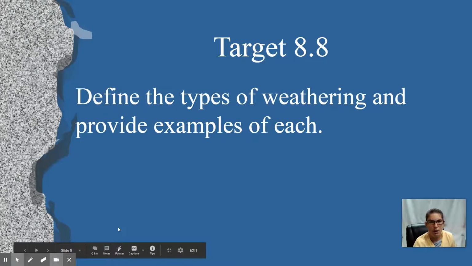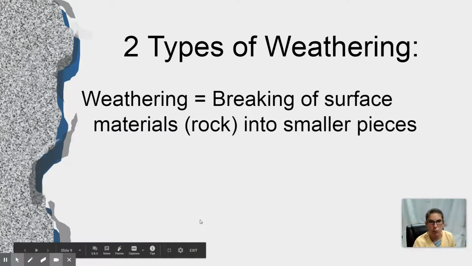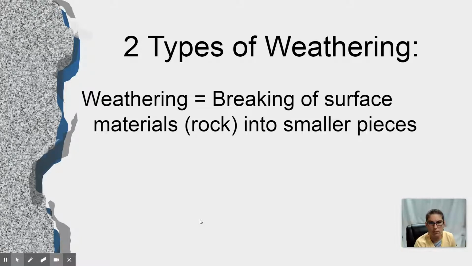All right, welcome. Today we're going to jump right into Target 8.8, where we're going to discuss the types of weathering and talk about some examples of each. There are two types of weathering, but before we get into that, we have to make sure you understand what weathering itself is. When we talk about weathering, we're not talking about the app on your phone that tells you the temperature and if it's going to rain. What we're using is a term called weathering, which means to break materials, usually rock, into smaller pieces.